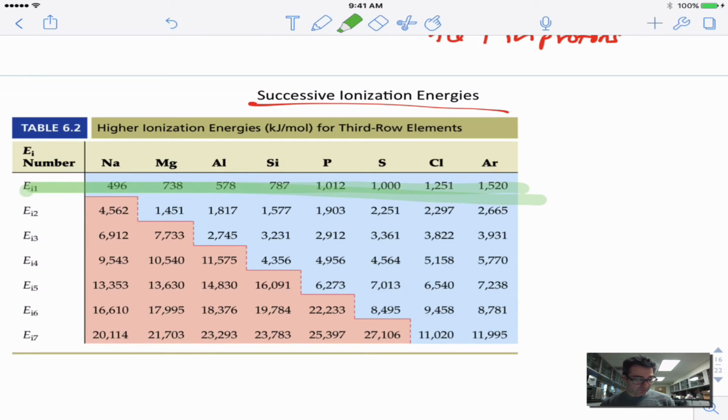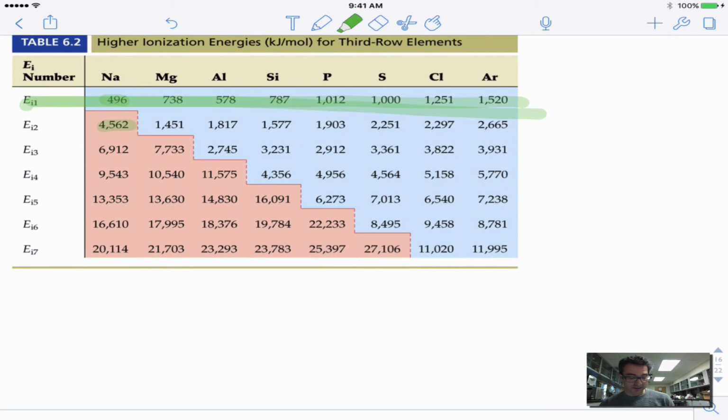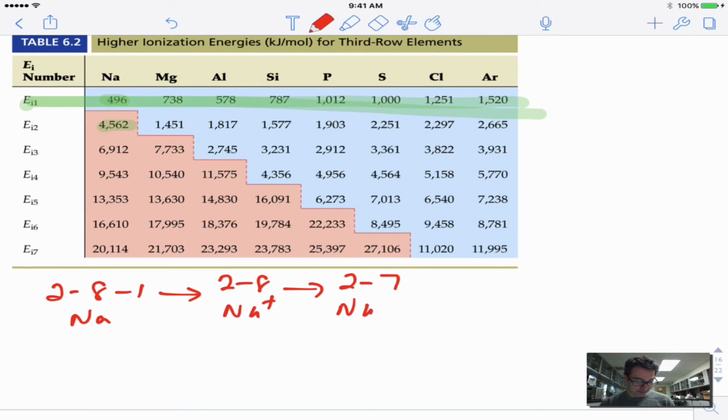When we have sodium here, removing the first electron took about 496 kilojoules. When we remove the second, it jumps to a whopping 4,562. Well, let's see what's happening with sodium. With sodium, we have an electron configuration of 2-8-1, if I draw it out the simple way. When it becomes Na+, it becomes 2-8. Now, if it's going to become Na 2+ and remove that second electron, it would become 2-7. The difference here is this first electron was removing a valence electron. When I look at this one, now we're removing a core electron.